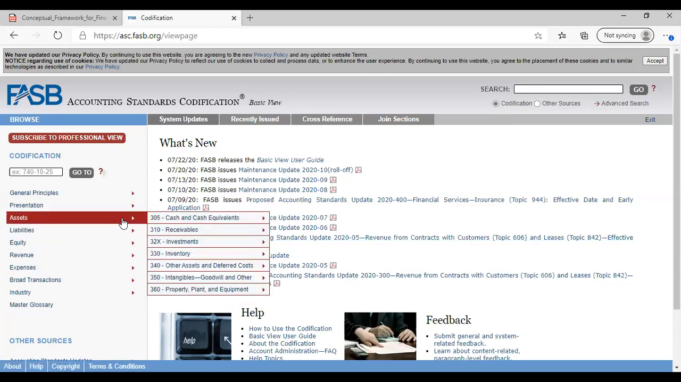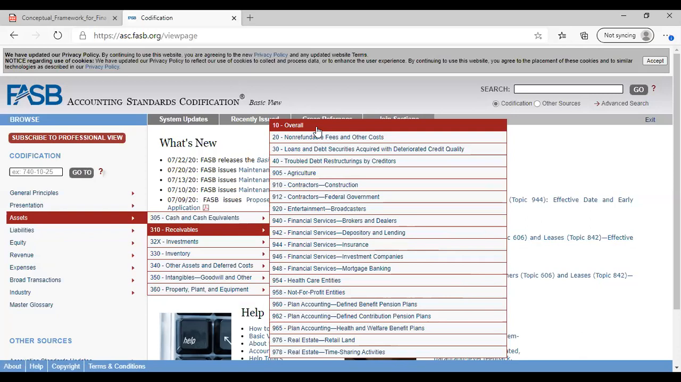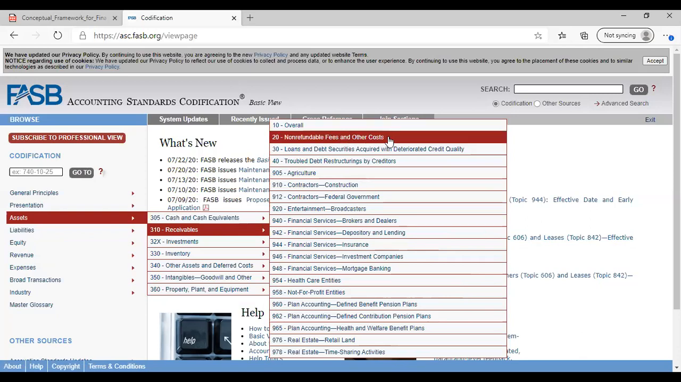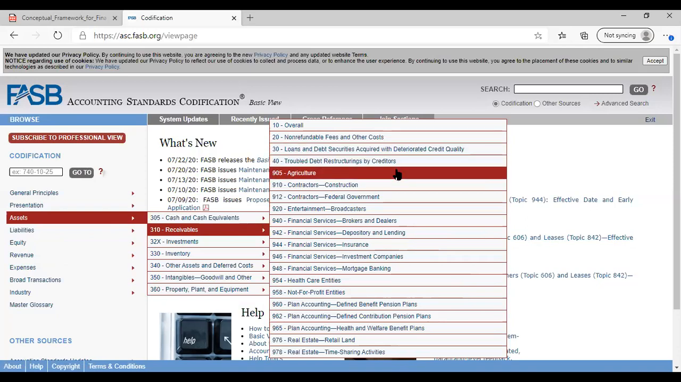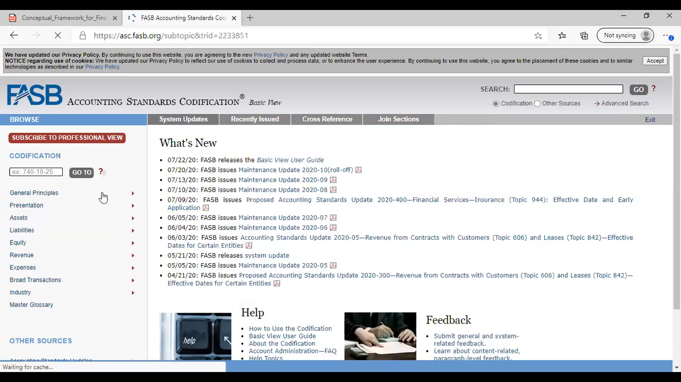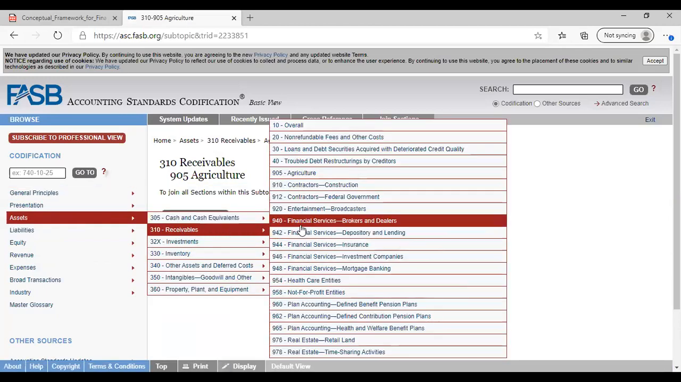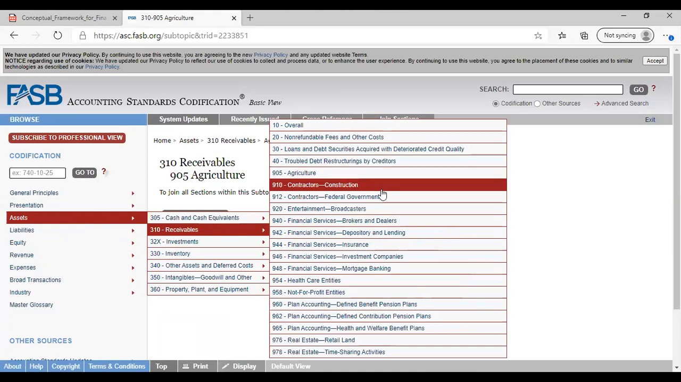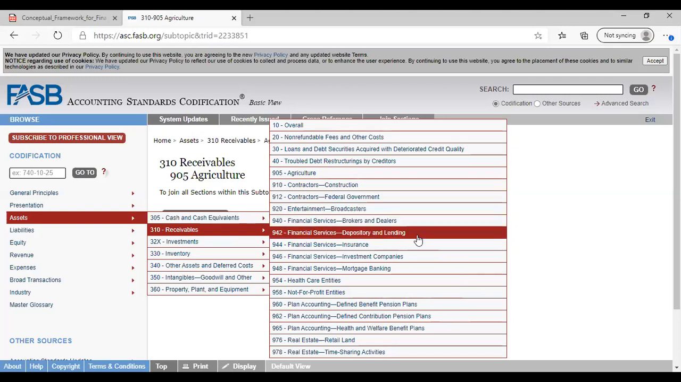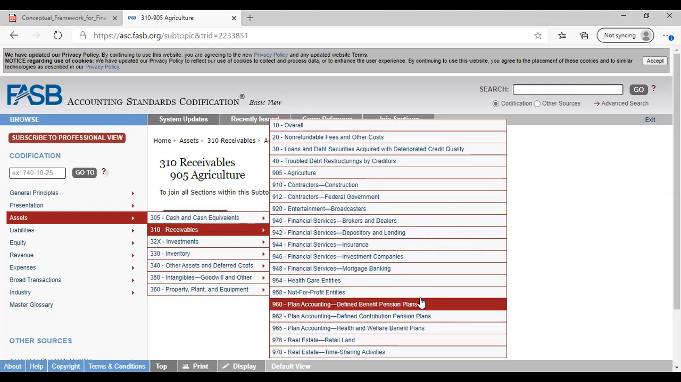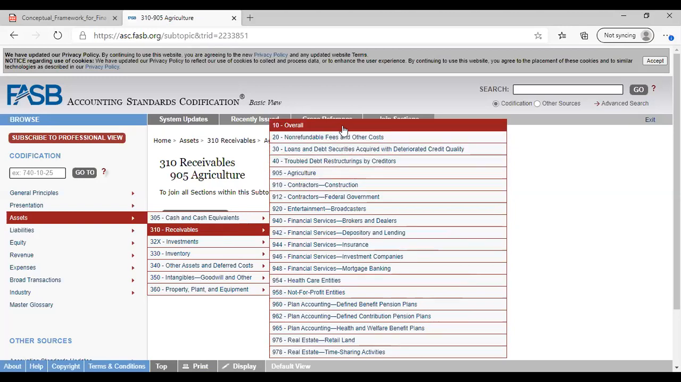Receivables, and now we see over here overall receivables, nonrefundable fees and other costs, loans and debt securities, troubled debt restructuring, agricultural, contractors, construction, federal government, entertainment, financial services, healthcare entities, not-for-profit entities, real estate. We've got all these things. Let's just say overall.